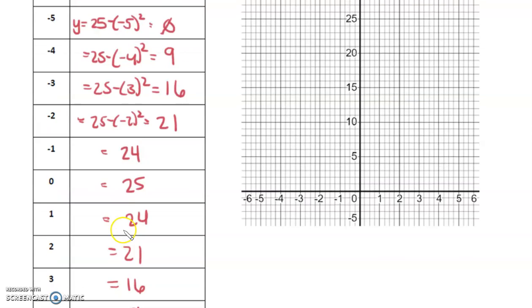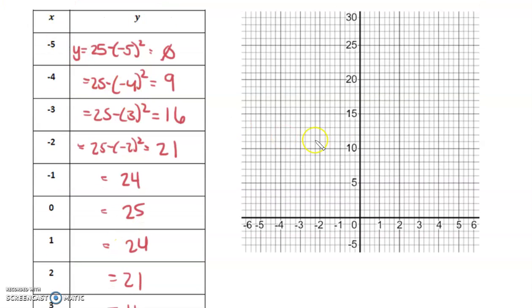Okay, so taking these points and plotting them on the graph, let's do this in green. Let's go to x equals 0 and y equals 25. And then we go down to 24. And we go down to 21. And we go down to 16. And 9. And 0.